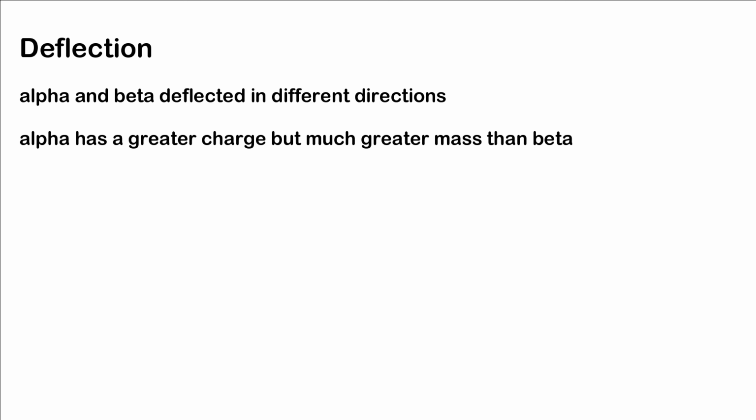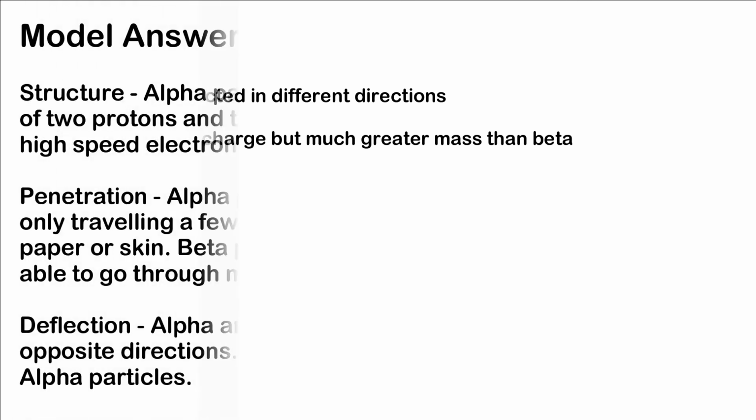Beta particles are deflected more than alpha particles. Alpha particles have a greater charge than beta particles, but beta particles have much less mass. This is why the beta particles are deflected more than the alpha particles.